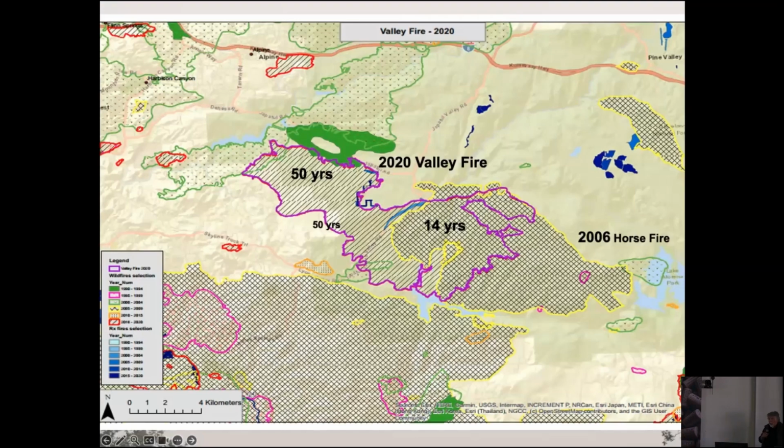One of the things illustrated by this figure is a fire history map. The Valley Fire, the purple outline, overlapped with the 2006 Horse Fire. And so we have spans of different ages, 50 years for much of the Valley Fire, because it overlapped with the 1970 Laguna Fire. And then in the overlap zone with the Horse Fire, we had a 14-year interval. That describes more or less our approach, which was to find different intervals between fires and evaluate what the impact was on recovery.